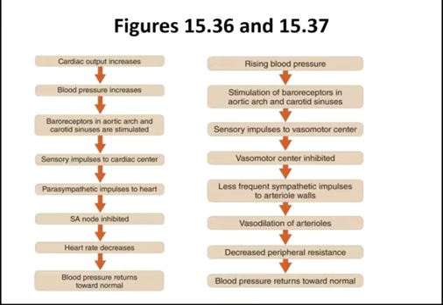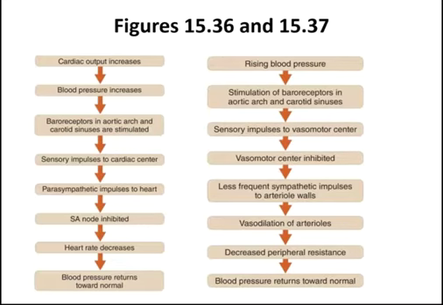So we're going to carry that information to the cardiac center. The cardiac center is going to compare it to the set point and say, oh, this is too high, and we're going to send commands out through the parasympathetic nervous system to the heart, where the SA node is inhibited. We're going to reduce the beats per minute. The heart rate decreases, and our blood pressure returns to normal. So here's an example of how we're returning blood pressure back to normal by controlling the heart a little bit.